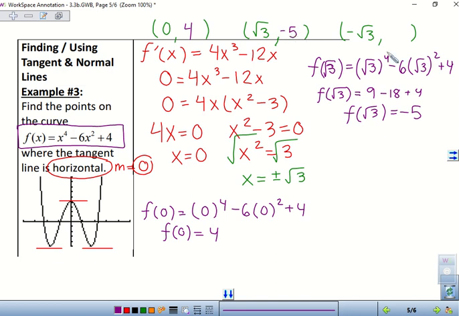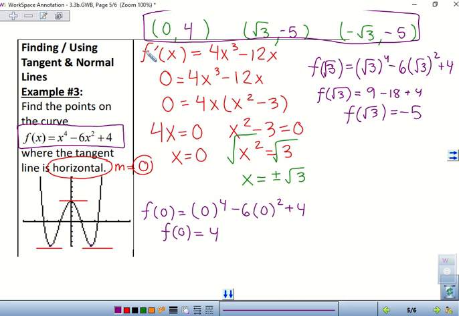Do I need to do the math on the last one? No. You can if you want, but what is it going to come out to be? Negative 5. Based on the sketch, what do you notice about these two? They're the same height, right? They're both at negative 5. So these would be your 3 points on the function at which the slope is 0.